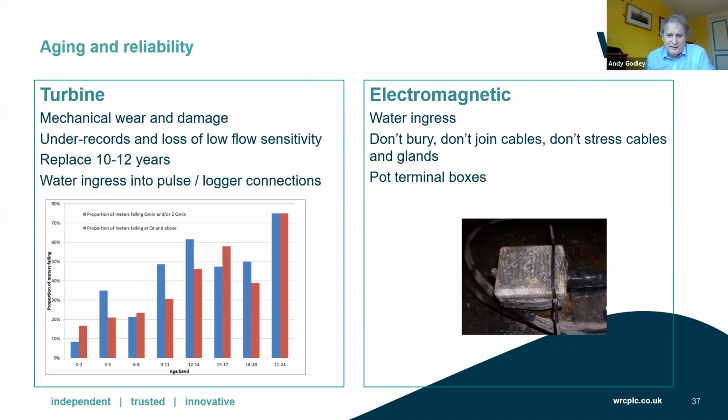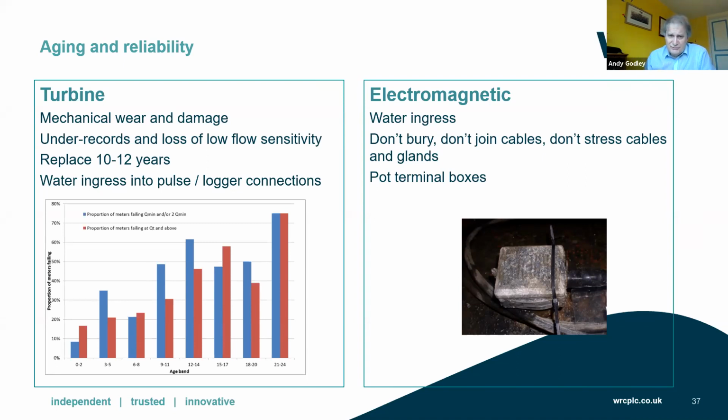of failure for electromagnetic meters is water ingress, either into the cables, into the cable gland, the terminal box, the coil assembly. As soon as you get water into the coils, it starts shorting the coils, changing the magnetic field and giving you an error in measurement.